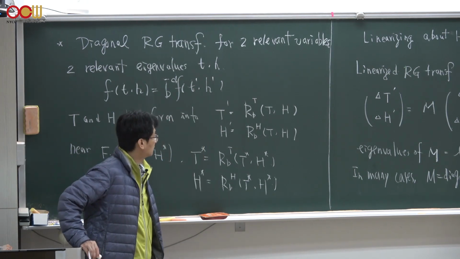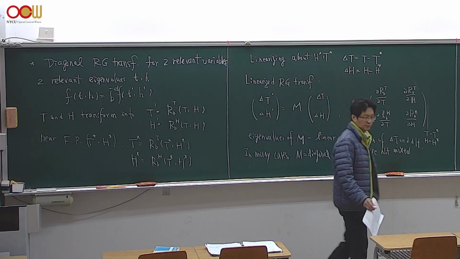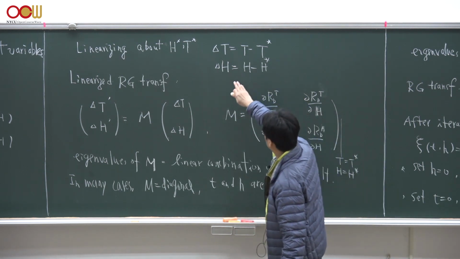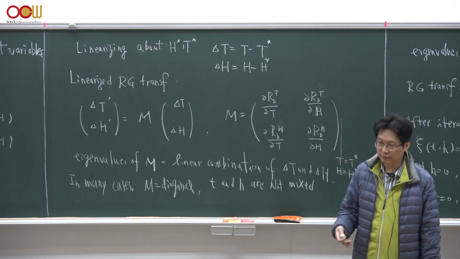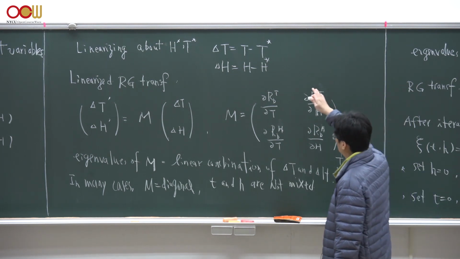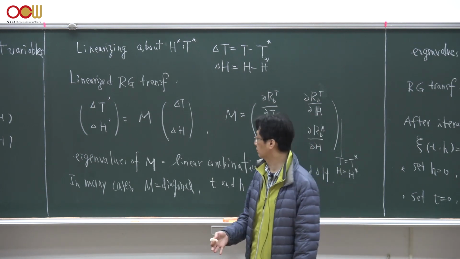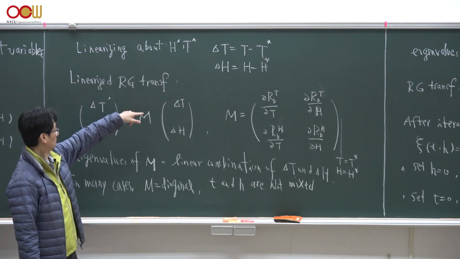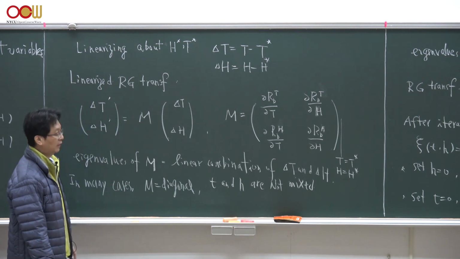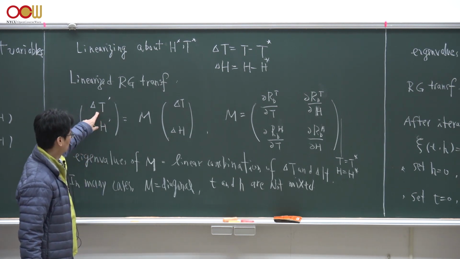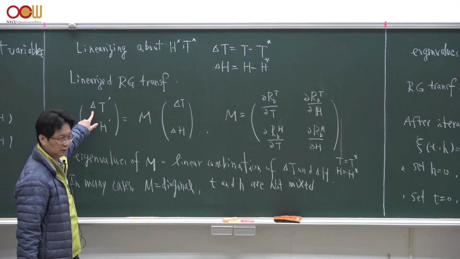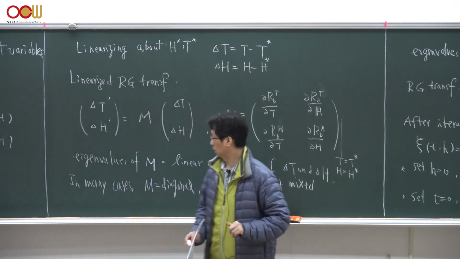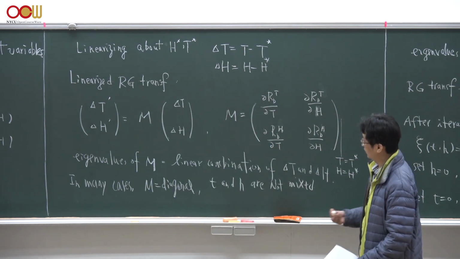So then we could linearize these transformations when we are very close to the fixed point values, and we can define delta t and delta h, which are the deviations of temperature and field from their fixed point values. And then we could linearize the RG transformations in such a way that we can perform further RG transformations when we are very close to, but not exactly at, the fixed point value. We denote the transformed delta t and delta h as delta t prime and delta h prime.